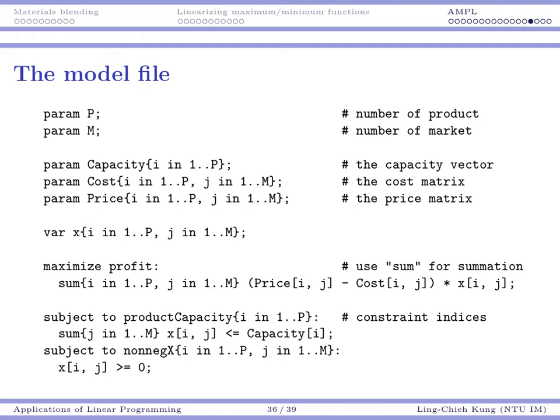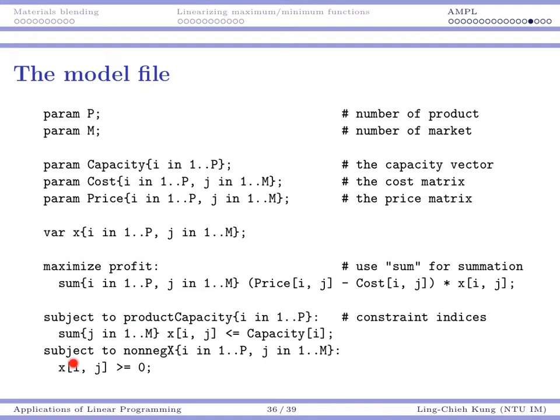this sum notation. Okay, so this is where you put the indexes for your sum, and here you use the square bracket with commas to denote your indexes of accessing those price, cost, or variables.